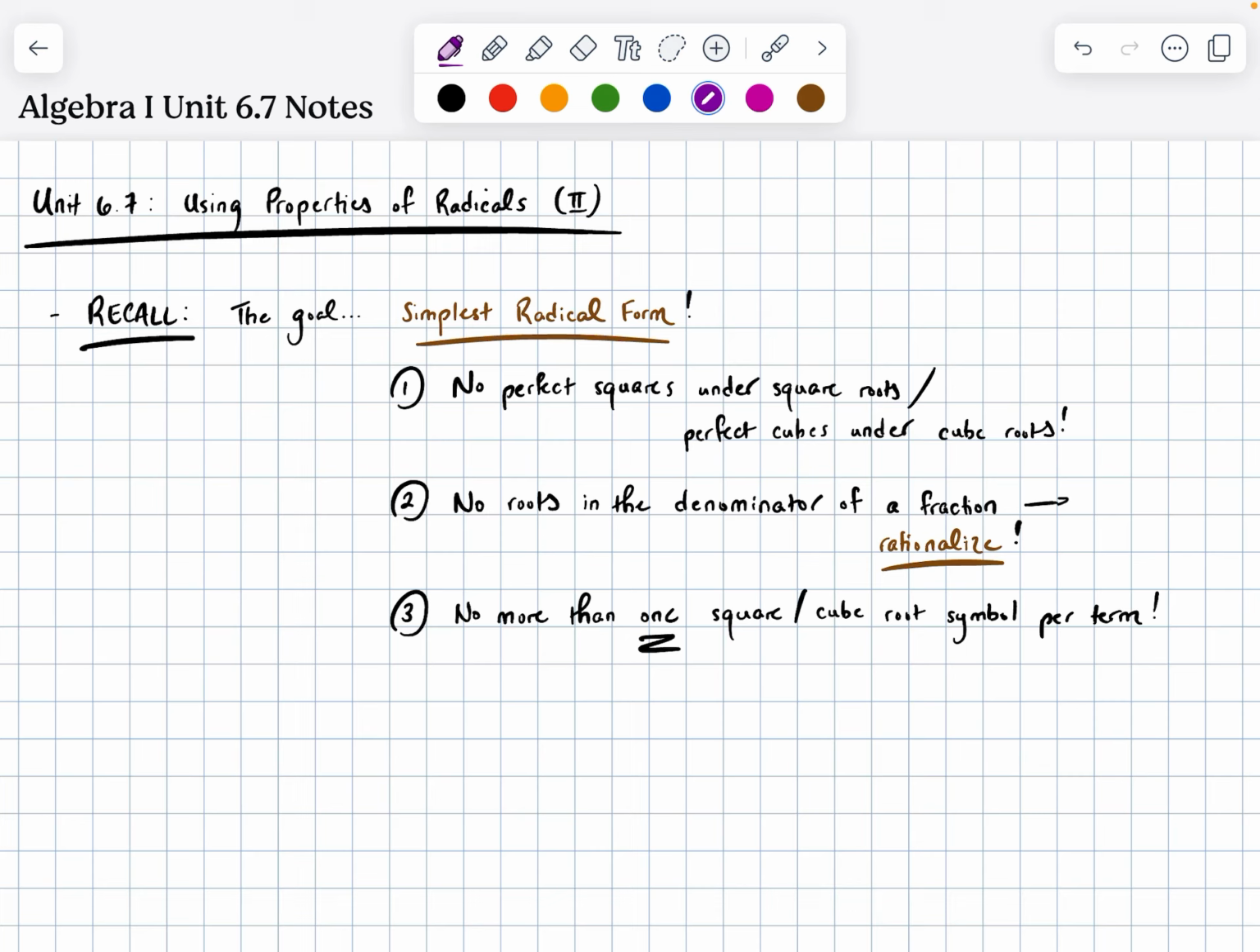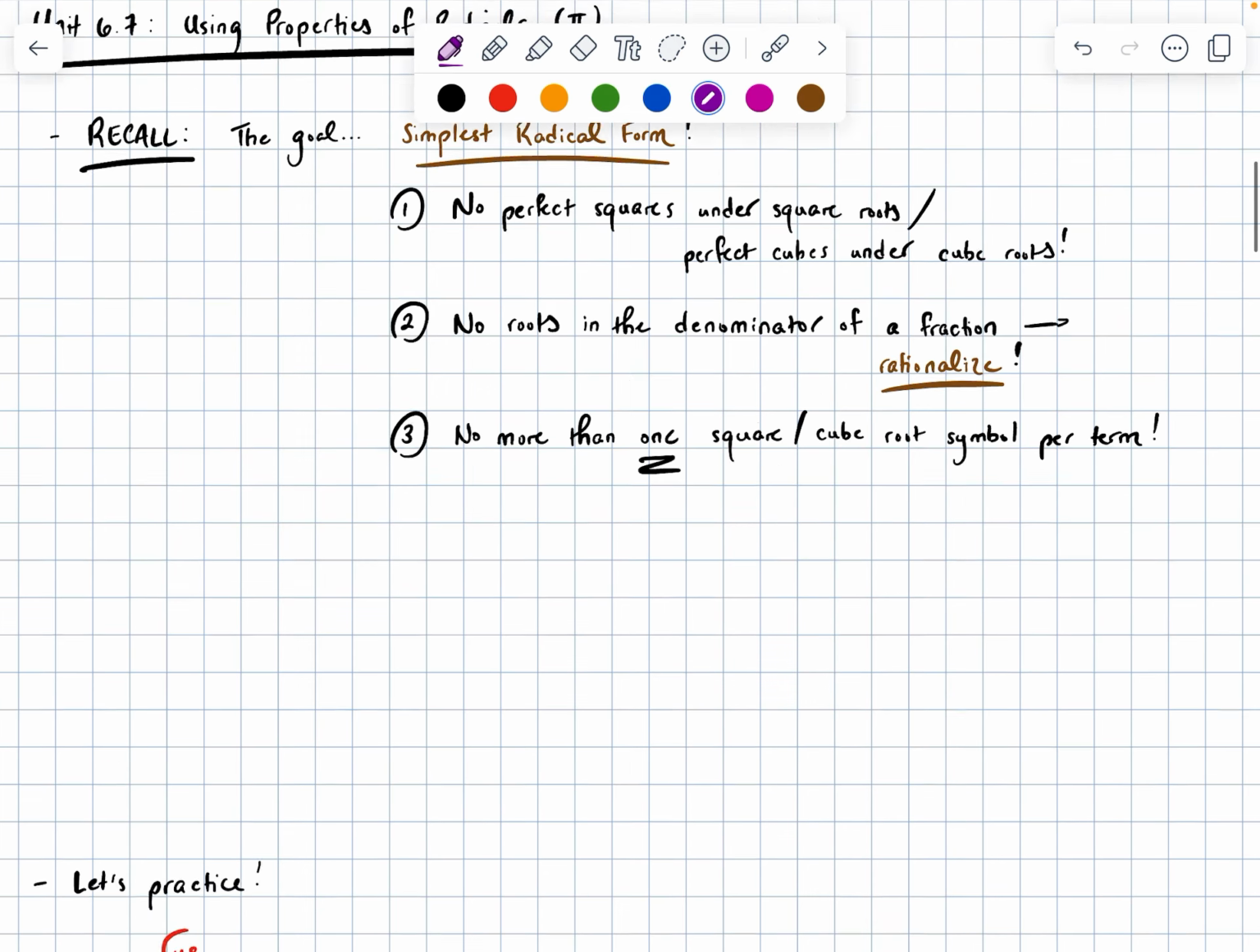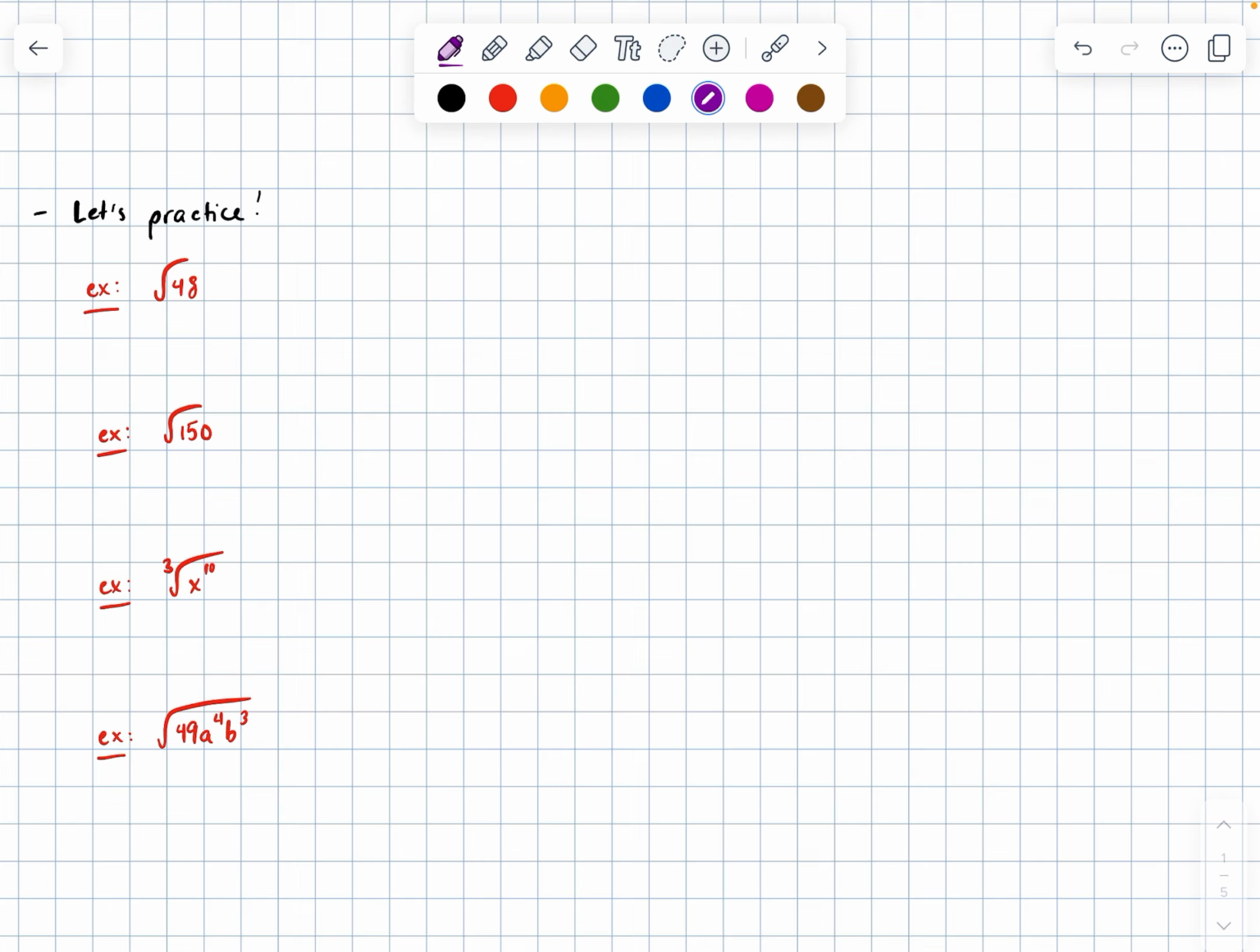Okay, our goal is to get any radical expression to simplest radical form. And there are 3 parts to our simplest radical form. First of all, I need to make sure that I am not leaving any perfect squares or perfect cubes under a square or cube root, respectively. I also know that I never want to leave a square or cube root in the denominator of a fraction, which means I need to rationalize my denominator. And last but not least, in each term, so between any plus or minus sign, I should see no more than one square or cube root symbol. With those 3 criteria in mind, let's do some practice.